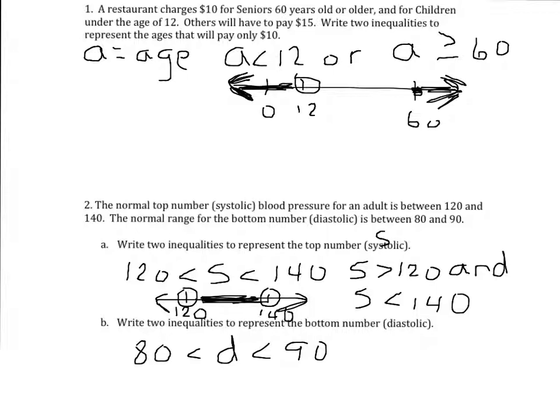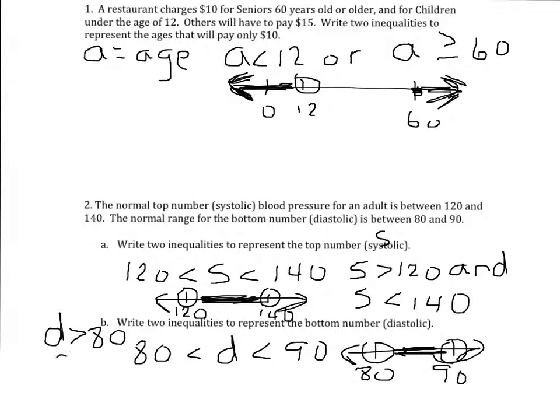And then 80 and 90 is going to be also the same thing. Between 80 and 90, it's going to be open circles and shaded between. And again, if you wrote those as two separate inequalities, it would be represented with "and." So D is greater than 80 and D also is going to be less than 90.